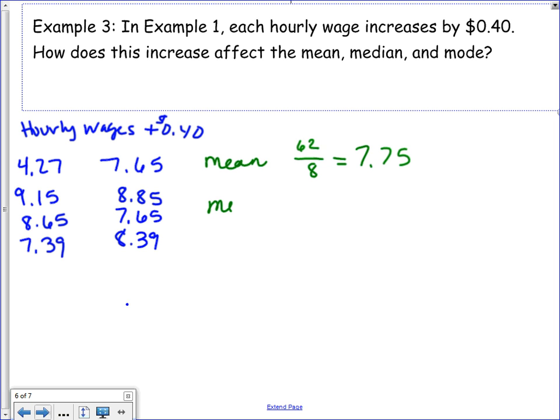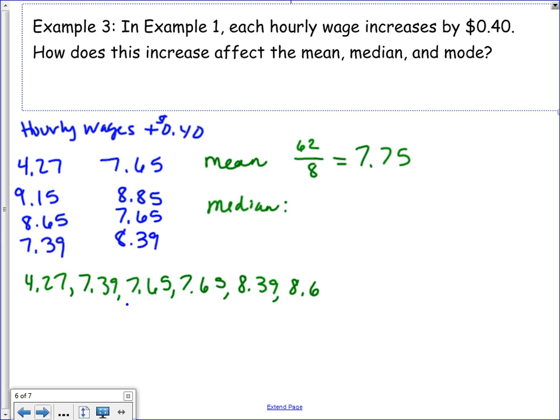Okay, the median, now we need to line all these up from least to greatest. Okay, so 4.27, 7.39, 7.65, 7.65, 8.39, 8.65, 8.85, and 9.15. Now we need to find the middle data.